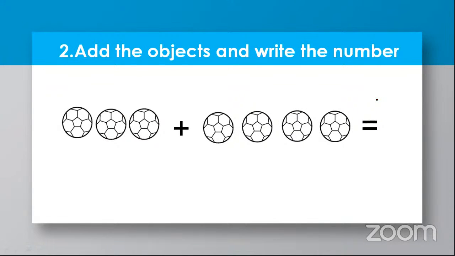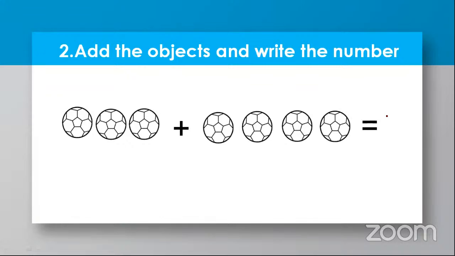Which objects are we going to add? Someone tell us. Which objects are we adding? The balls. Can you add them for us and tell us the number that I'm going to write here? 7. How did you get that? You counted all of them together.